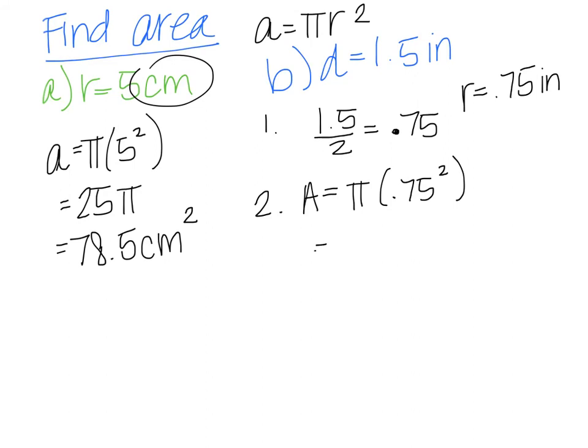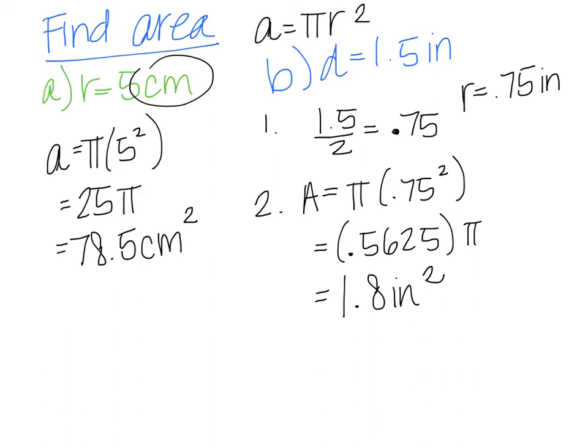What you should have gotten is 0.75 squared is 0.5625, and we're going to multiply that by pi, or 3.14 in our calculator, round to the nearest tenth, and we get 1.8 inches squared.